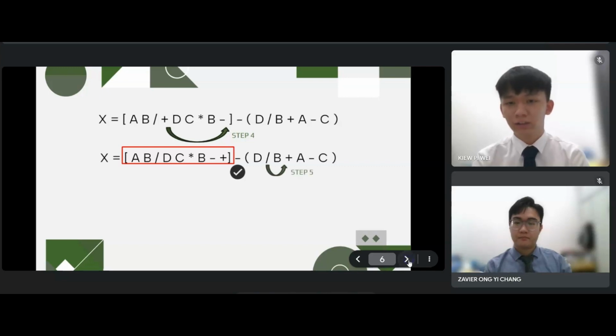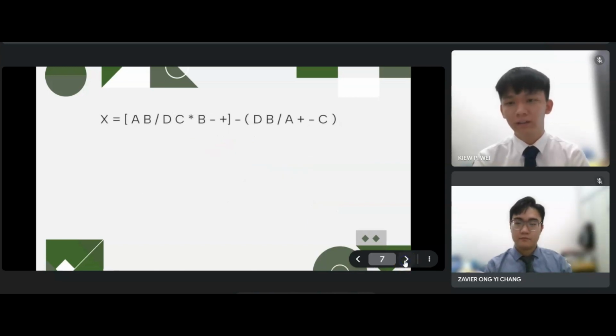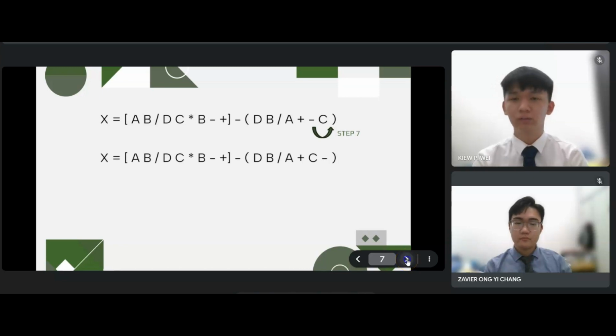The second equation is d divide b. We move the divide to behind b. And step 6 is the addition a. We move it to behind a. And step 7 is the subtraction c. We move the minus to behind c. And at step 8 we can see the second equation is done.